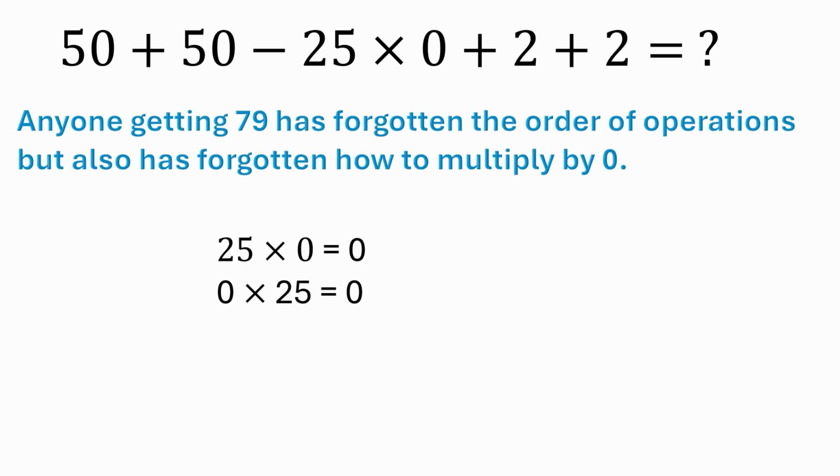The people that get 79, they've also forgotten the order of operations, just like the people who are answering 4. But the second problem these people have is they've also forgotten how to multiply by 0. And this one really shocks me. Honestly, this one really floored me, the number of adults who have forgotten how to do this. To me, it seems obvious, but 25 times 0 is 0. 0 times 25 is 0.